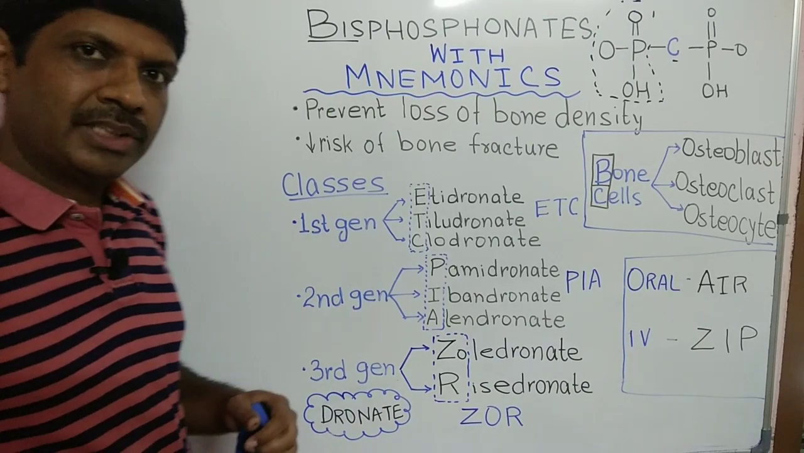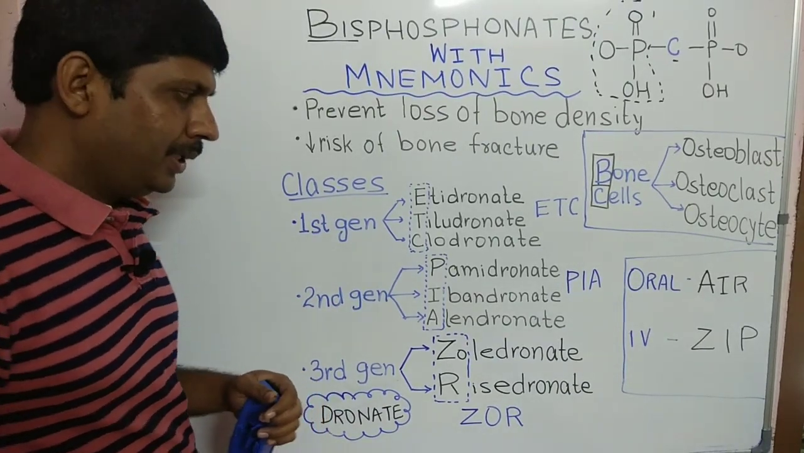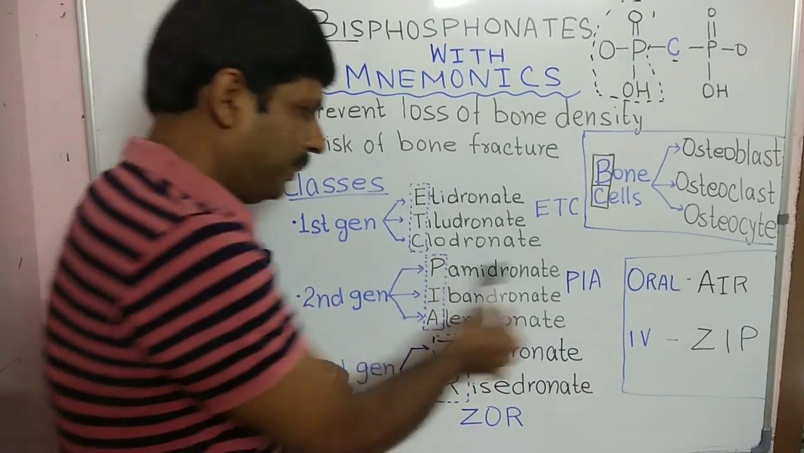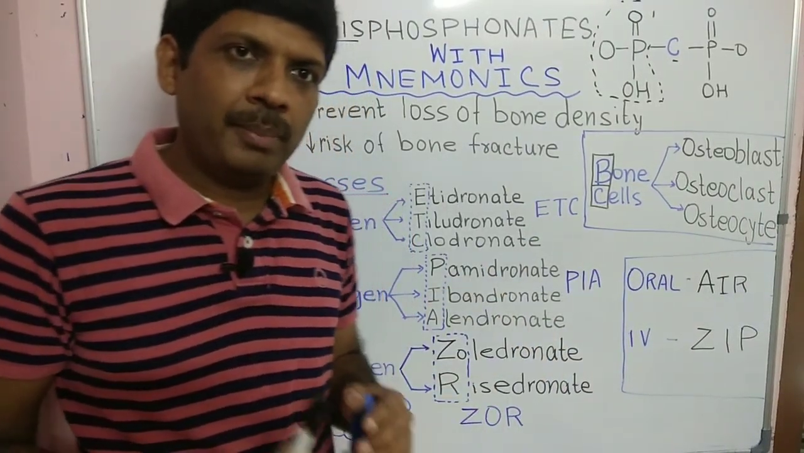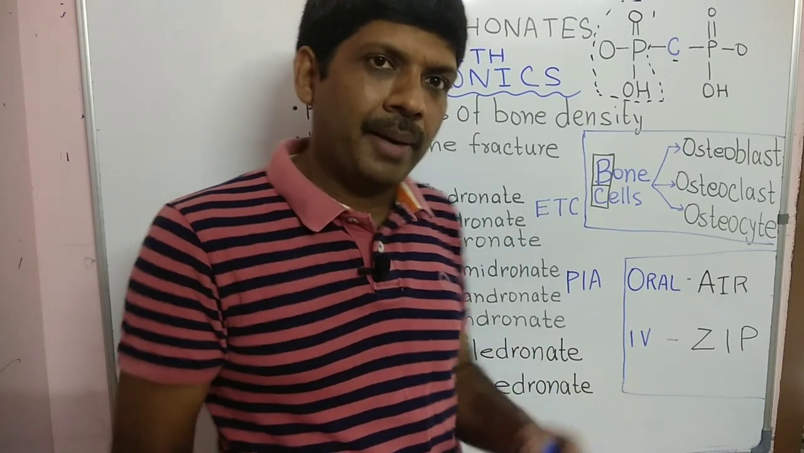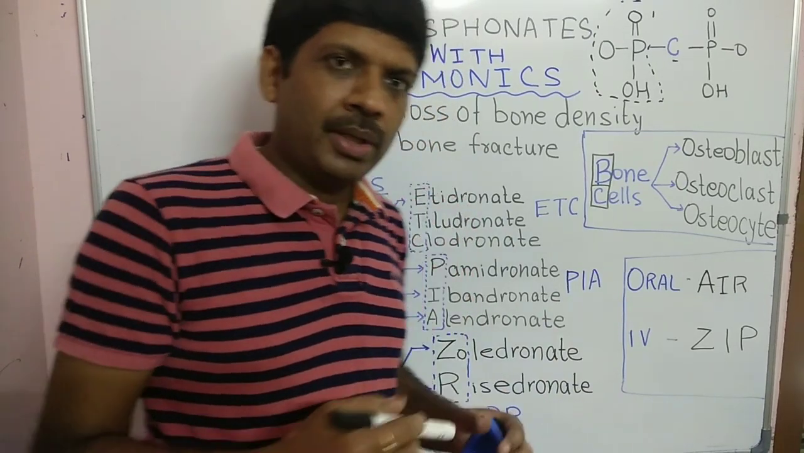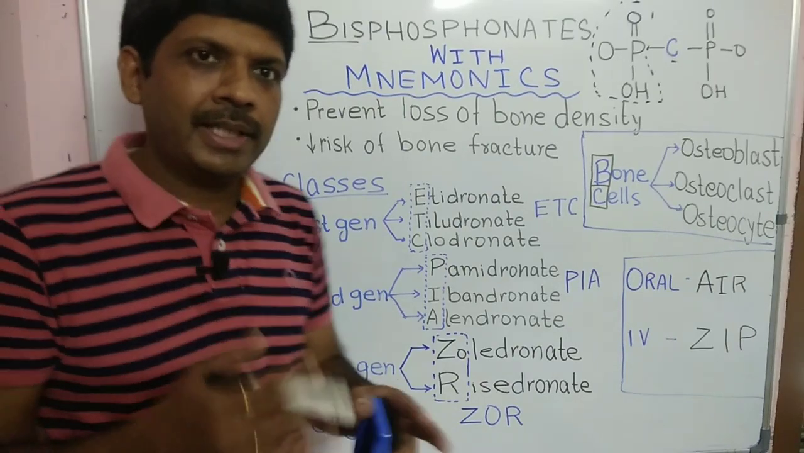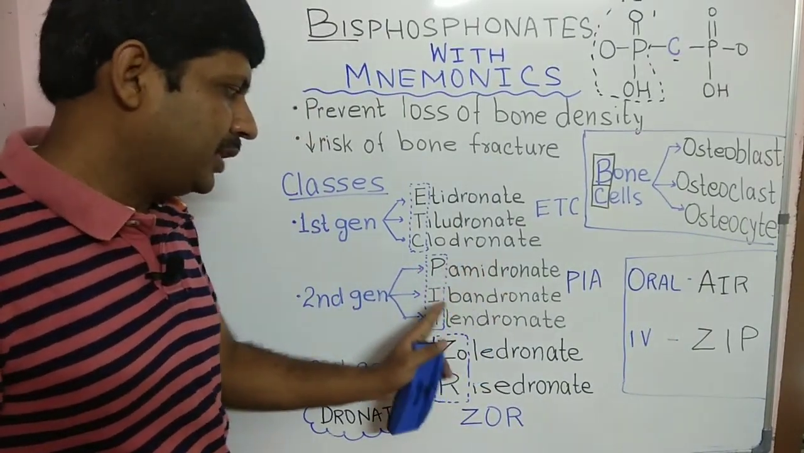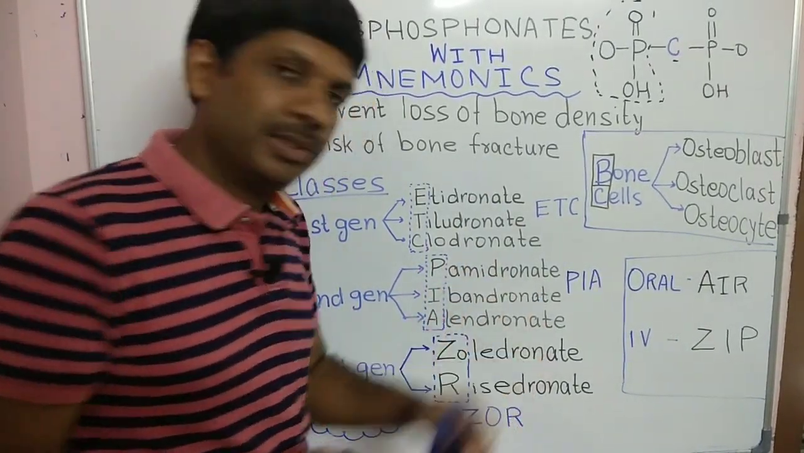Coming to second generation drugs, again there are three drugs: pamidronate, ibandronate, and alendronate. This can be remembered with the help of the mnemonic PI. In India, the meaning of PI is husband. So with that, you can simply relate it and remember it. P for pamidronate, I for ibandronate, and A for alendronate.